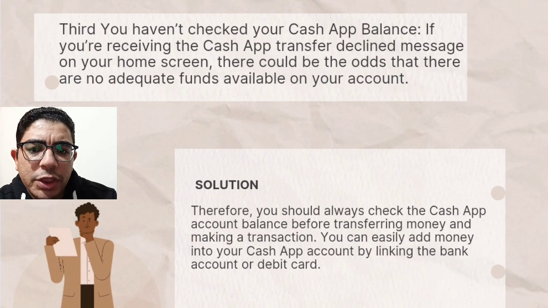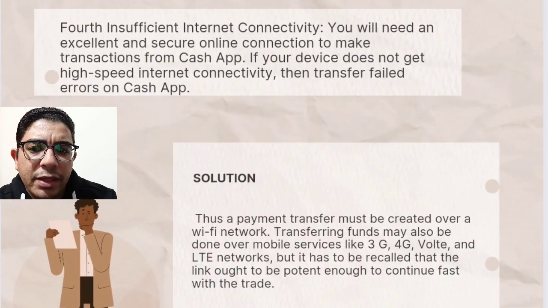Third, you haven't checked your Cash App balance. If you are receiving the Cash App transfer declined message on your home screen, there could be the odds that there are no adequate funds available in your account. Solution: therefore, you should always check the Cash App account balance before transferring money and making a transaction. You can easily add money into your Cash App account by linking the bank account or debit card.